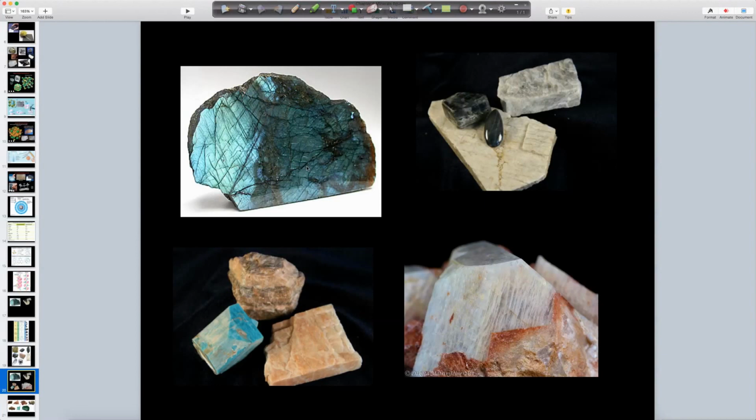Then plagioclase has a variation in composition, but the general composition is the same. And then the same thing for potassium feldspars. The composition varies a little bit. That's what gives you the species. But the general characteristics of the mineral is the same. Like color can vary, but all the other properties will remain the same. The hardness, the cleavage planes, the luster, all those other things will remain the same.